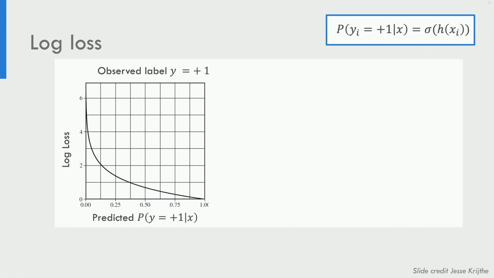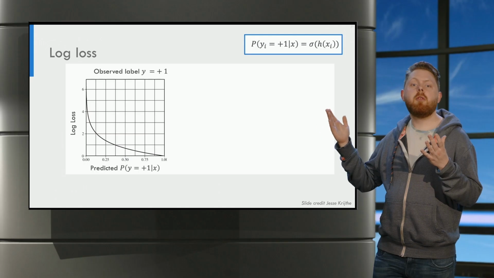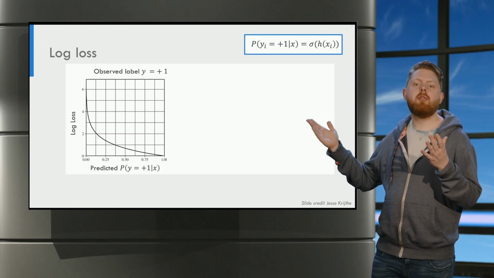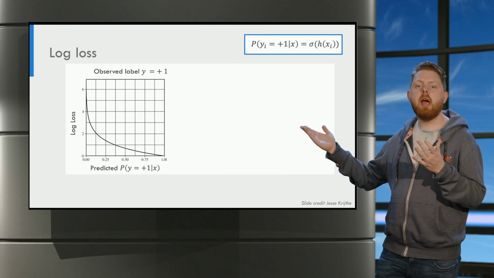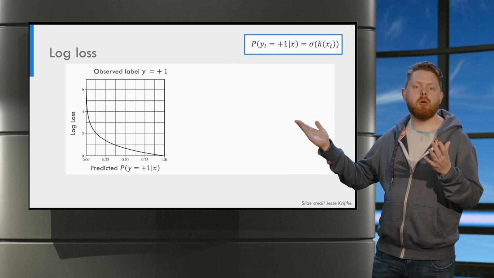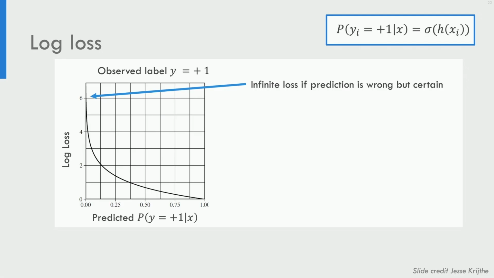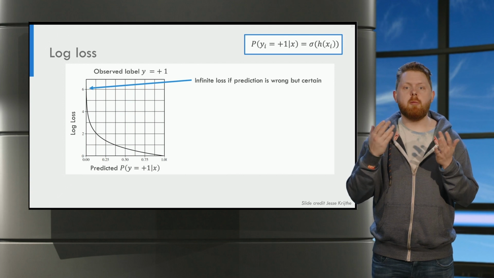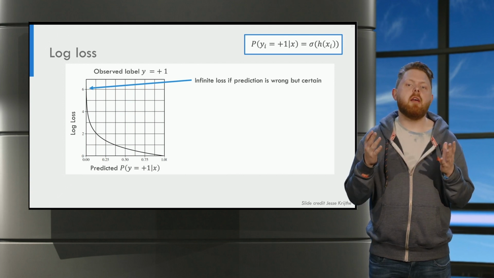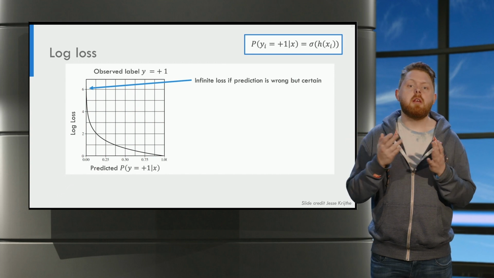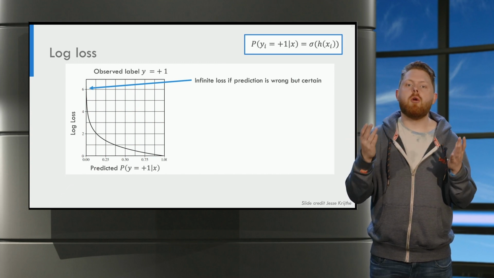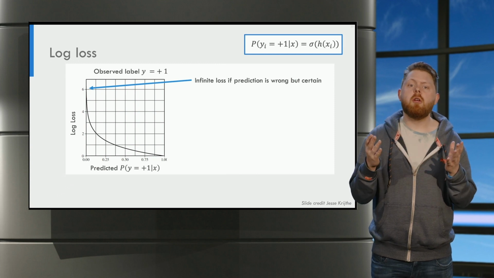Imagine we have an object with a positive label, y equals 1. On the x-axis is the predicted posterior probability of the positive class by our model. On the y-axis, we visualize the value of the log loss. On the left, the predicted probability for the positive class is 0. But this must be wrong because we observe the label +1. In this case, the log loss is infinite. This is the case if the predicted probability is wrong and certain. By certain, we mean that the predicted posterior is close to 0%.